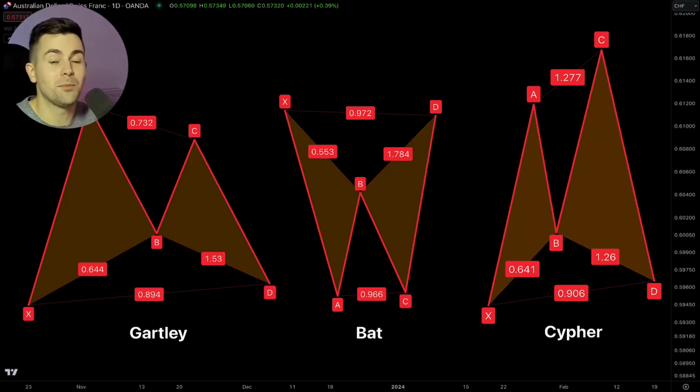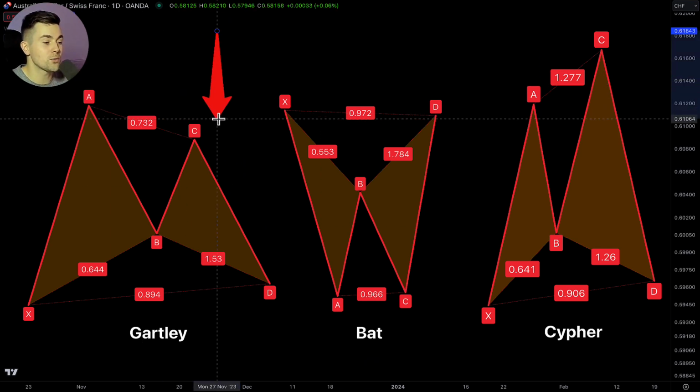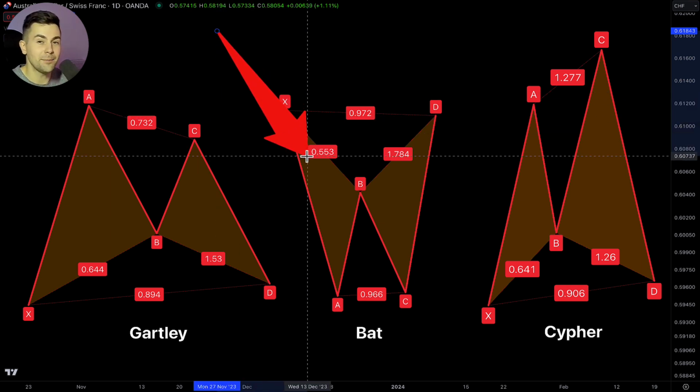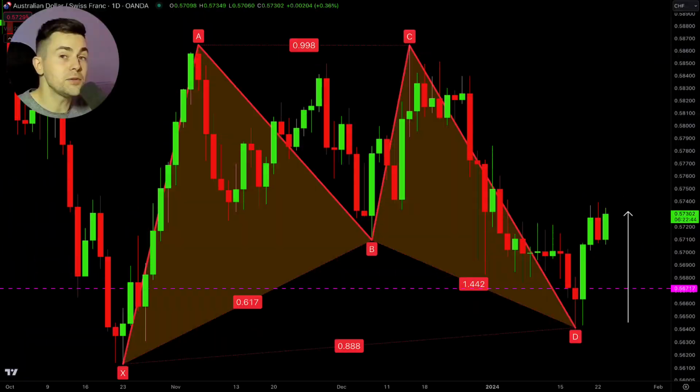Here are 3 powerful harmonic patterns that I recommend you to start with. The first one is the Gartley pattern. Trade bullish and bearish harmonic Gartley pattern, trade bullish and bearish harmonic Bat pattern, and trade bullish and bearish harmonic Cypher pattern. The strategy is very simple.